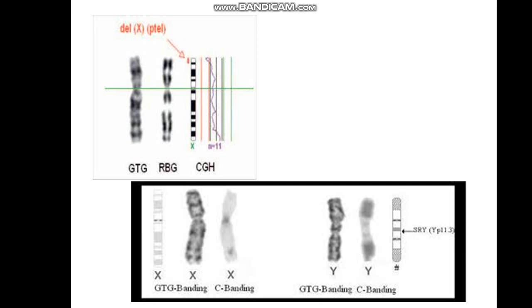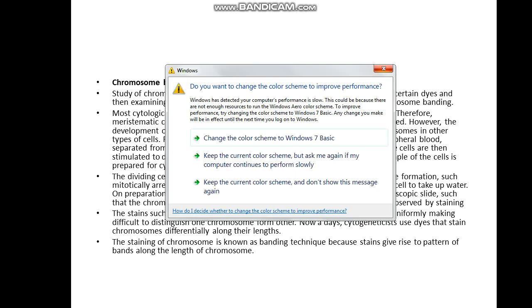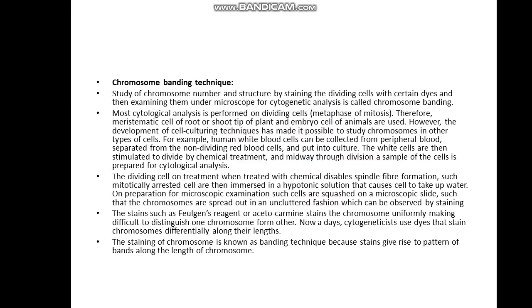Different dyes are used for the banding technique. So, we can study the chromosome number, the structure, and other things of the chromosomes with the help of this dyeing technique. After dyeing, the chromosomes are examined under a microscope for cytogenetic analysis, which is known as chromosome banding. Most cytological analysis is performed on the metaphase of mitosis. So, meristematic cells of the root and shoot tip of plants and embryo cells of animals are used for this technique.